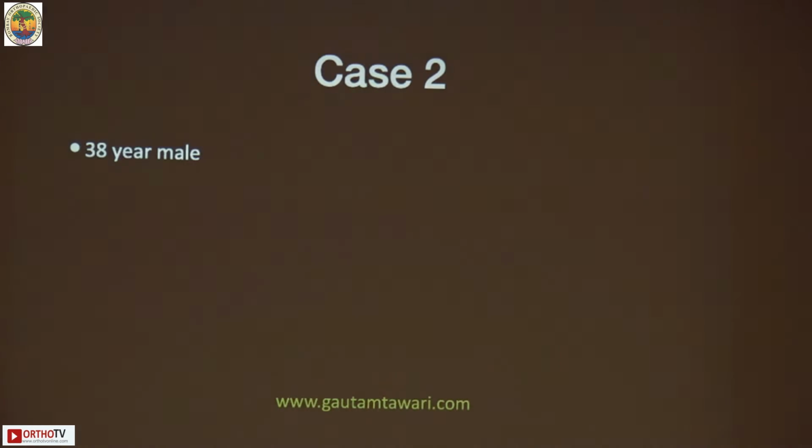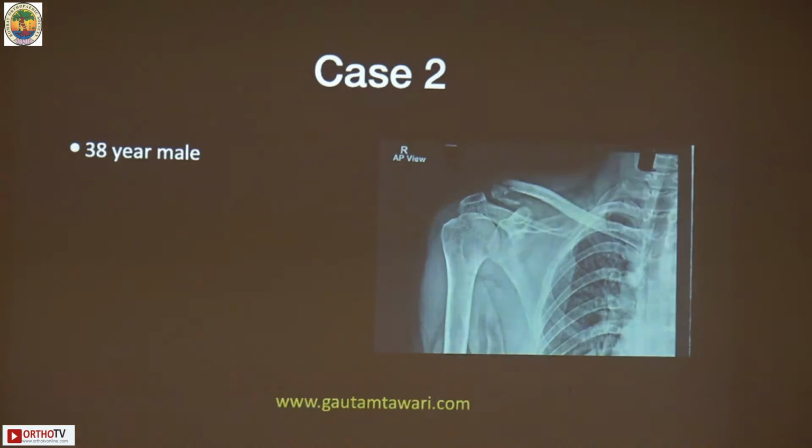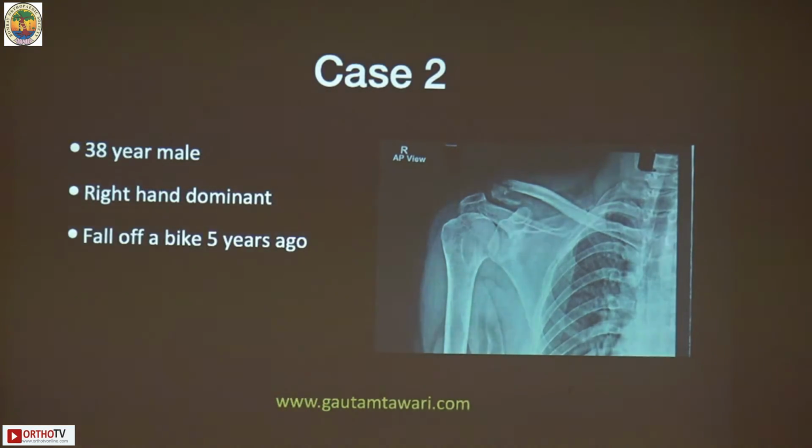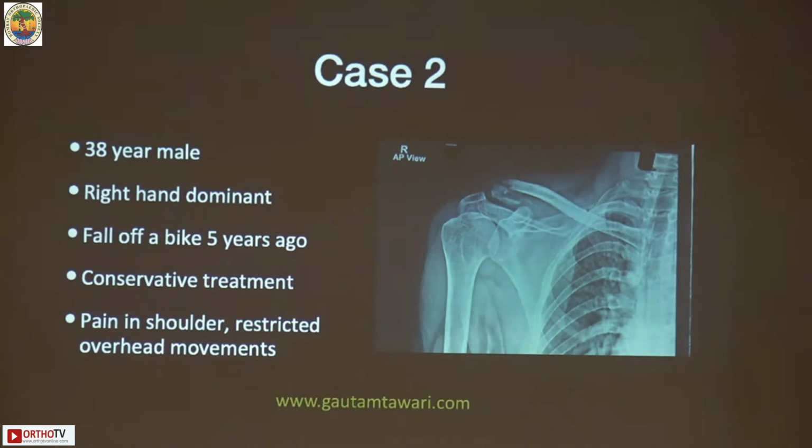So that is the case. A 38-year-old male, right hand dominant, fell off a bike 5 years ago and was treated conservatively for 5 years. The reason he has come is that he has pain in the shoulder, restricted range of movements, and he cannot get power in overhead activities.